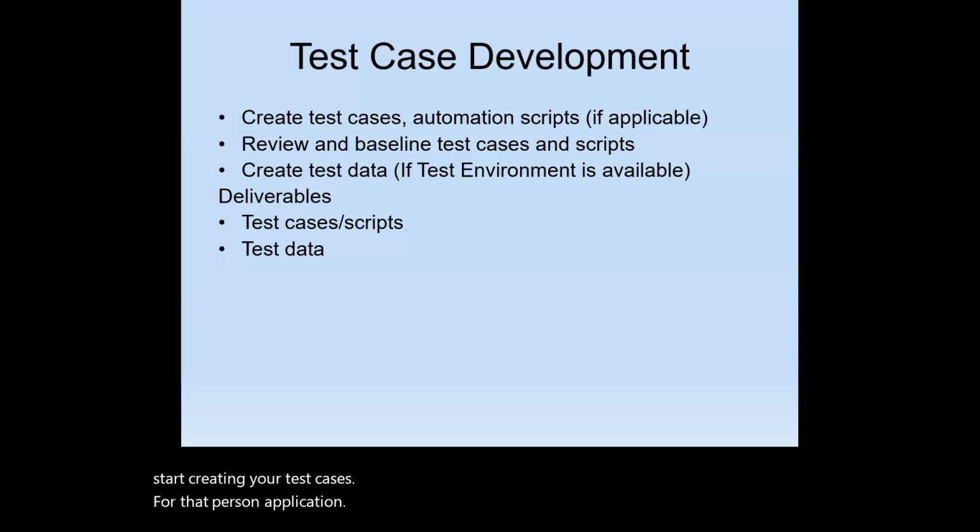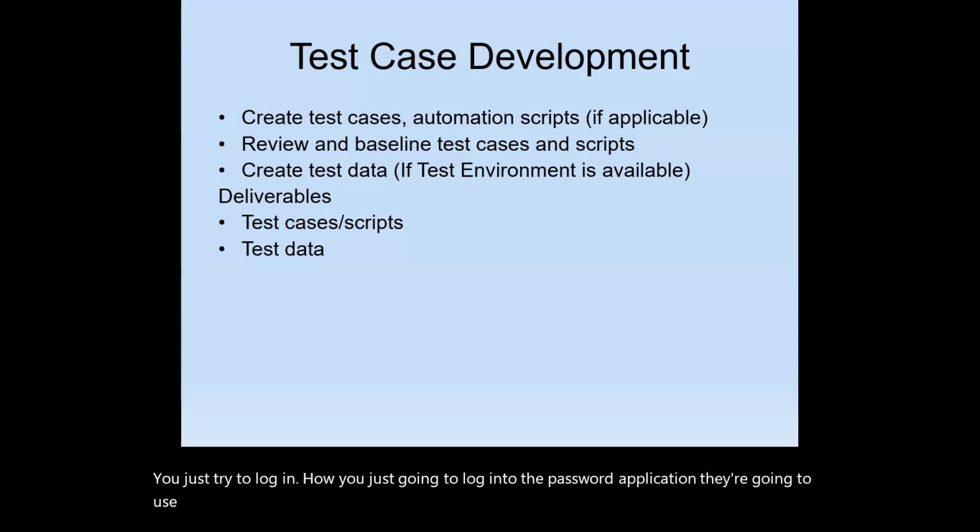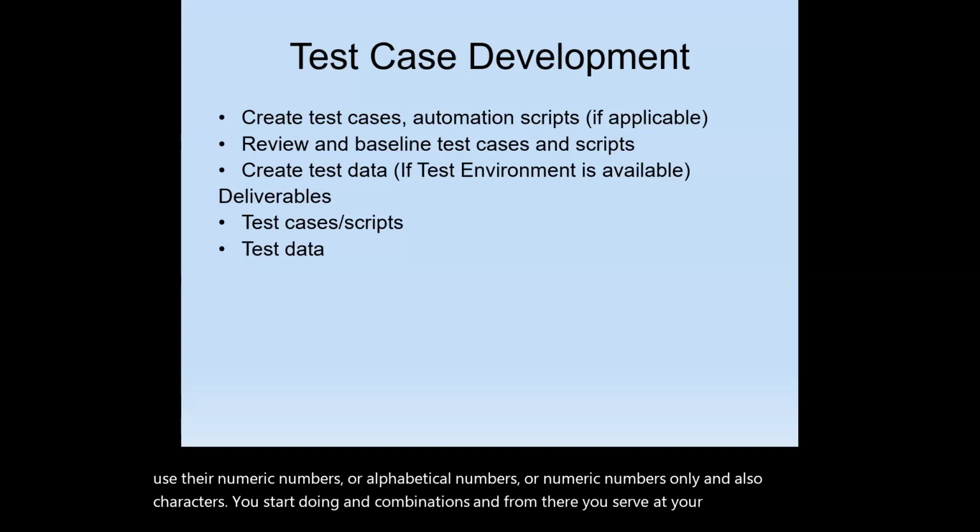You just have to try to log in. Our users are going to log into the particular application. They're going to use alphanumeric, alphabetical, or numeric characters only, and also special characters. You start doing this kind of permutation and combination, and from there you start writing your test cases and start scripting.